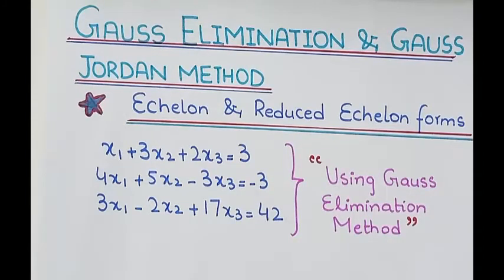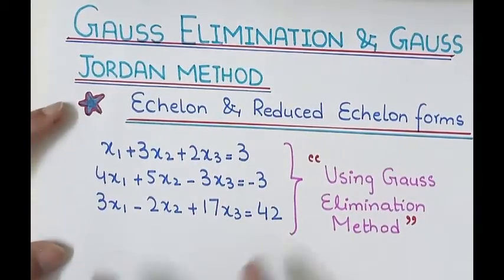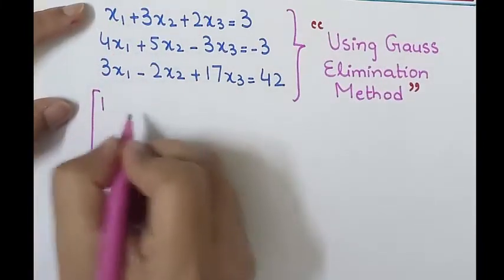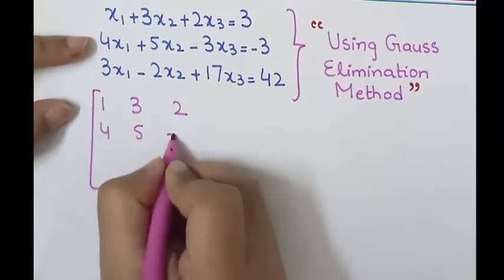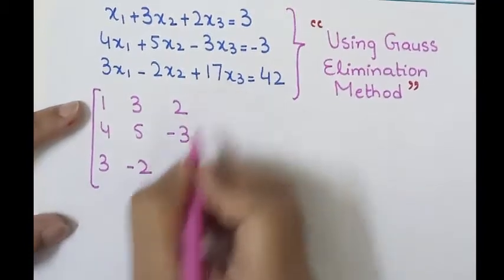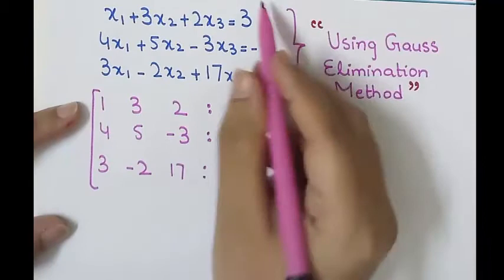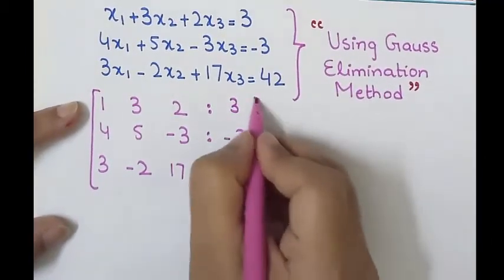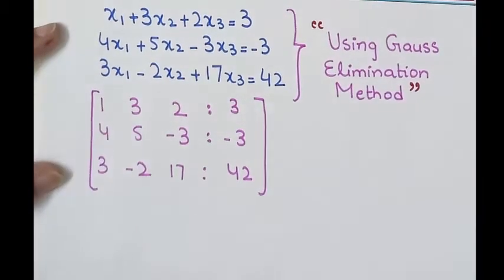So let's start question number 1. We have this set of non-homogeneous linear equations. So first we will write it in matrix form. We have 1, 3, 2, then we have 4, 5, -3, then we have 3, -2, 17. Then we have a colon sign and we will write the constants 3, -3 and 42. Okay, the second step is that we have to make 0 at this position.